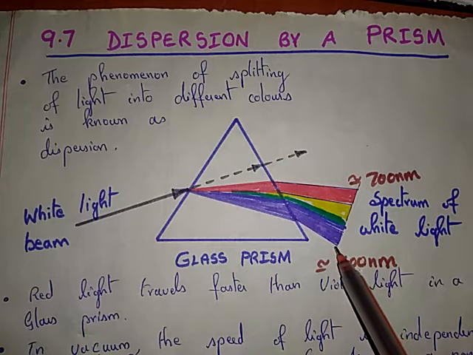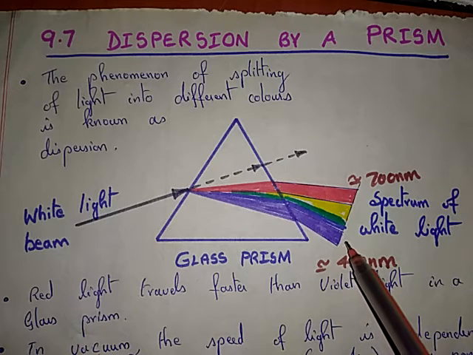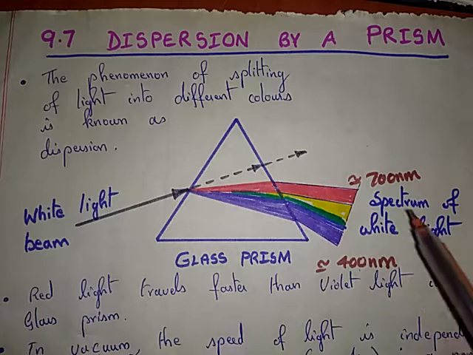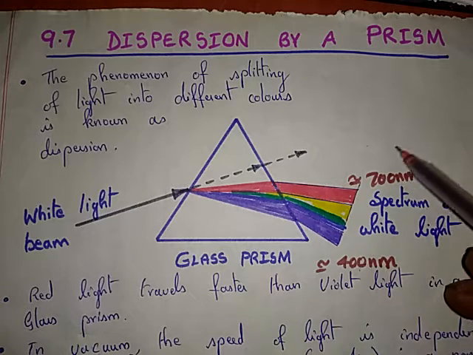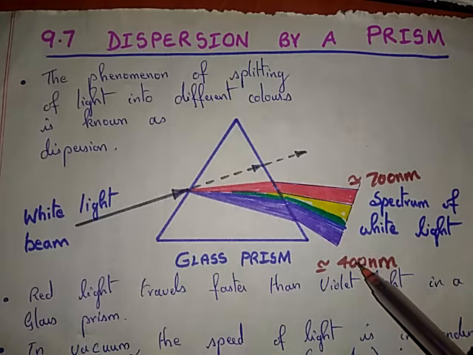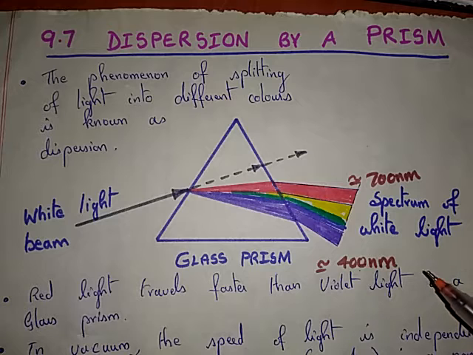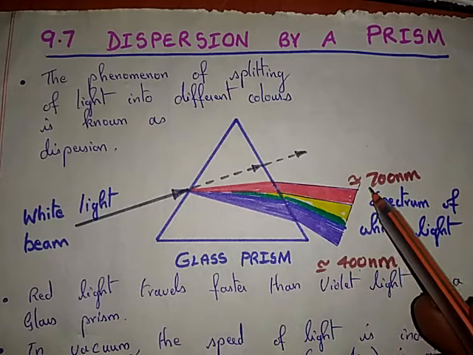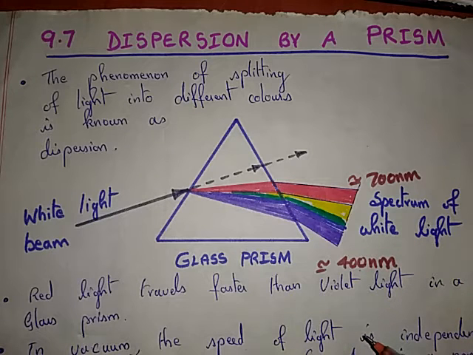Generally we call it VIBGYOR: violet, indigo, blue, green, yellow, orange, red. After 700 nanometer you will experience infrared, and below 400 nanometer you will experience ultraviolet. So this is the spectrum of white light.